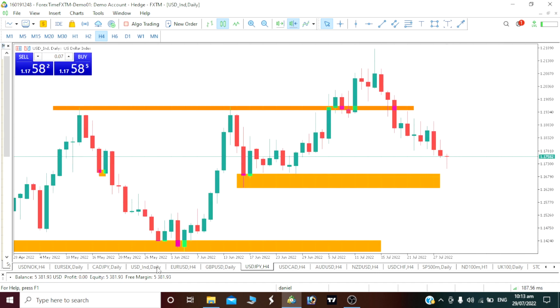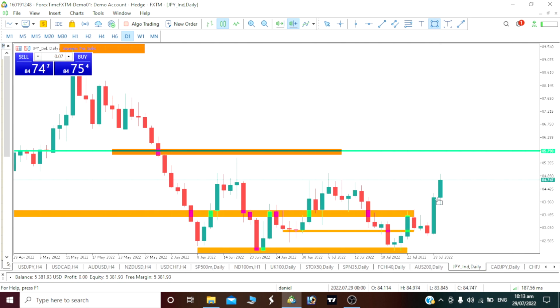Now let's see it on our USD index. Our USD index is actually dropping, by the way, so our USD pairs will be falling. And now let's see it on our JPY index. We see our index is actually going bullish. That means our JPY itself would be going bullish.